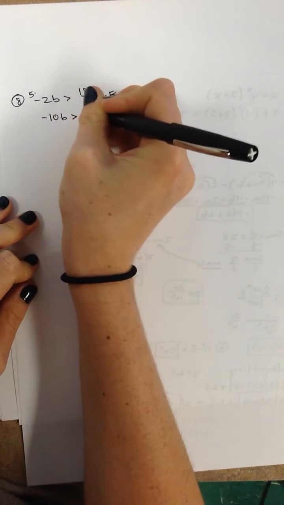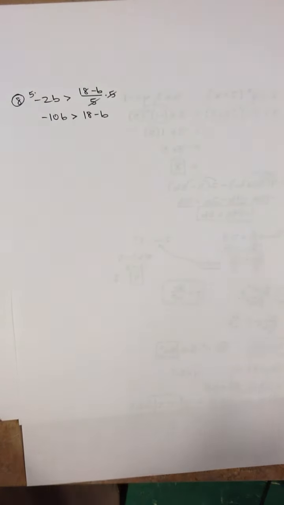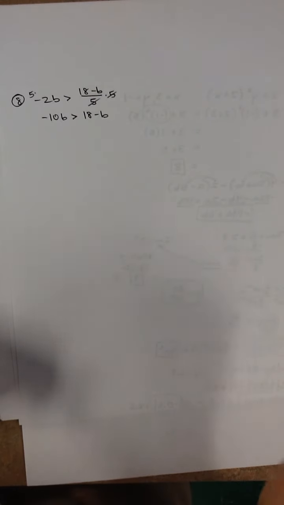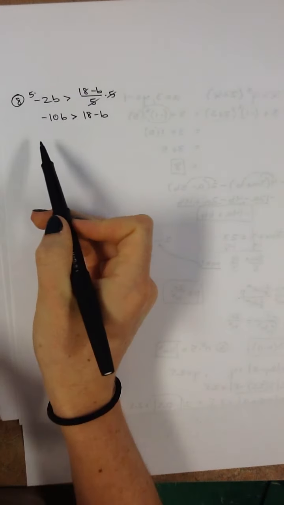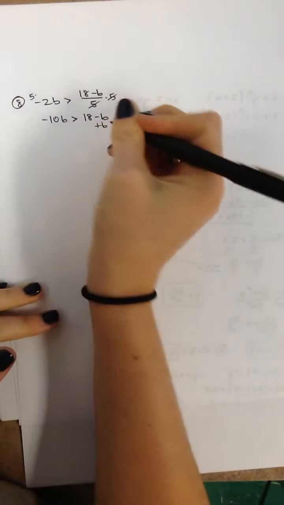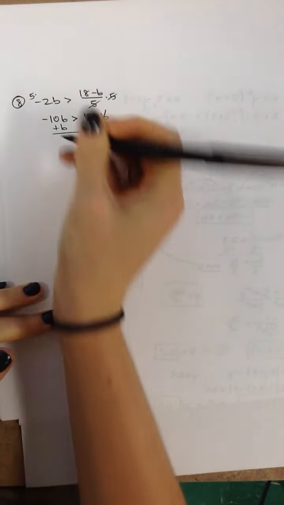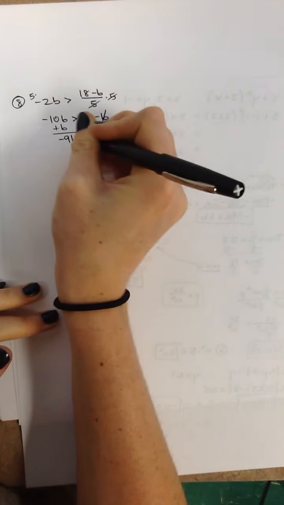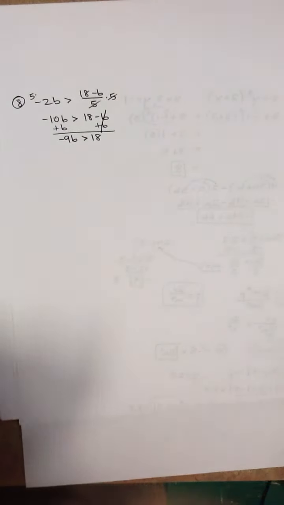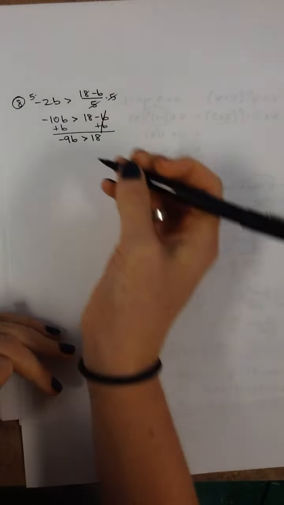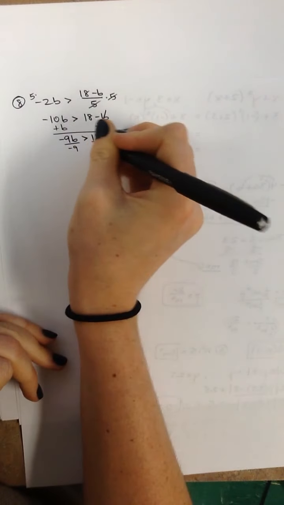And this is greater than 18 minus b. In inequalities, I would always recommend getting your variable on the left. So let's move this b over here. If these cancel, I have negative 9b is greater than 18. So I'm one step away from having the b by itself. So what I'm going to do is divide both sides by negative 9.